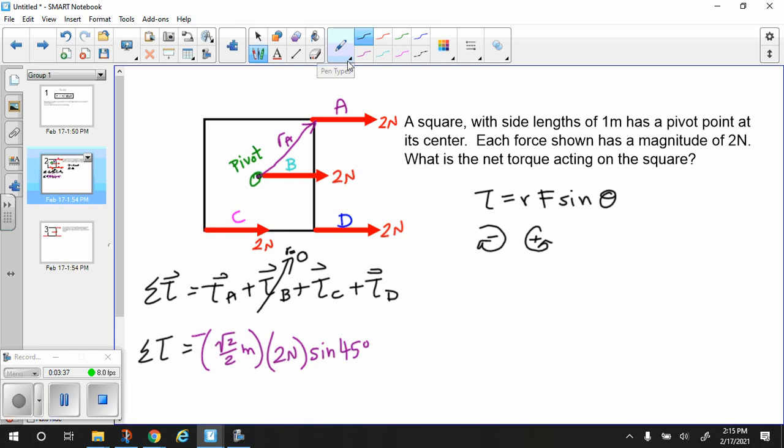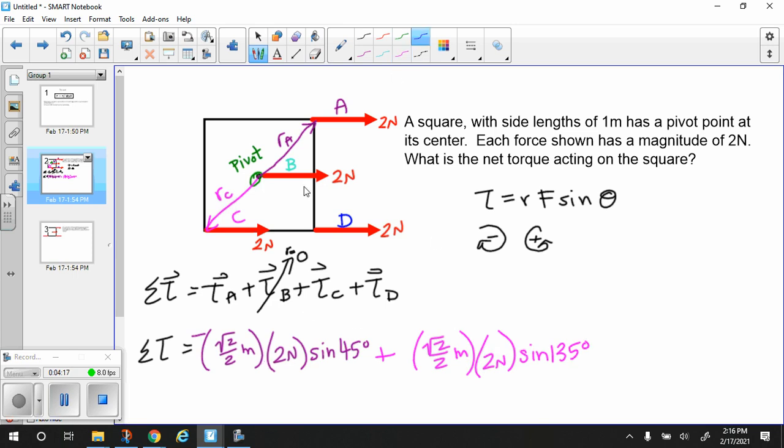Okay, then we have torque C, and torque C is going to make it go counterclockwise, so that's going to be adding. We're going to add that. And here is the radius C, which is the same length as radius A, so it's going to be square root of 2 over 2 meters times 2 newtons. And the angle between this radius vector and this force vector is 135. So we'll do the sine of 135, same as sine 45. So these are actually going to cancel each other out.